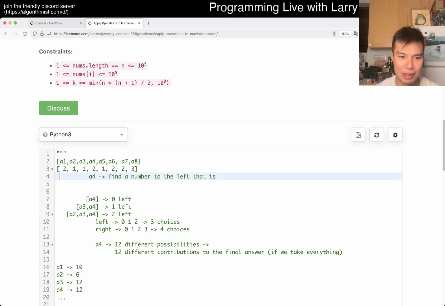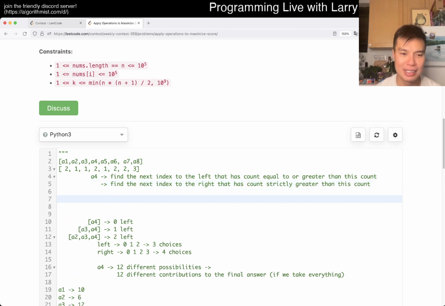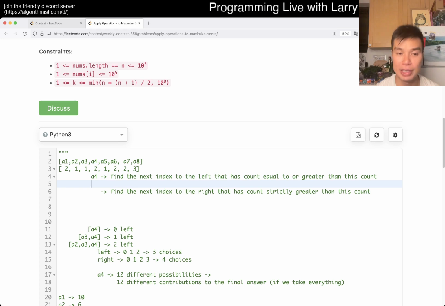Let me rephrase this a little bit. Find the next index to the left that has count equal to or greater than this count, right? And also another one to the right, which is similar but not quite the same: find the next index to the right that has count greater than, remember this is strictly greater than, this count. So these two are similar but not the same, and the way that you would solve this is with a monostack.